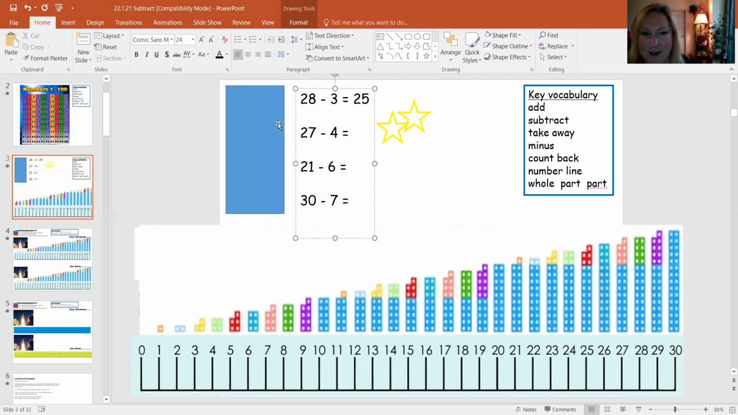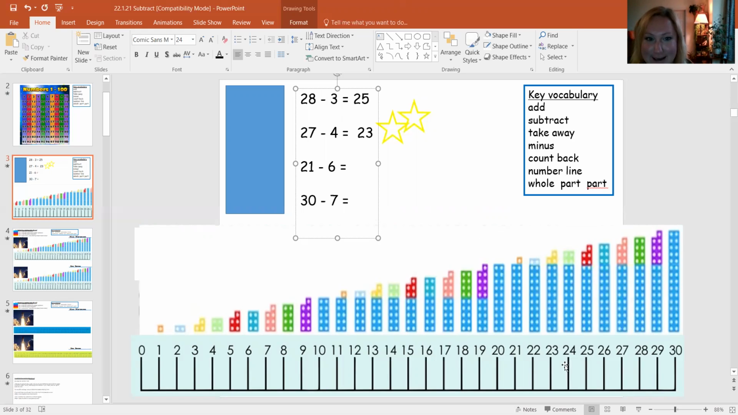Let's do the next one. 27, take away 4. 7 is pink. So I'm looking for my pink. Here we go. 27, 1, 2, 3, 4. The answer is 23. Oh, we can whiz through these now. 21, take away 6. So I need to look for 21, 2 10s, 21. Here it is, 21. 1, 2, 3, 4, 5, 6.